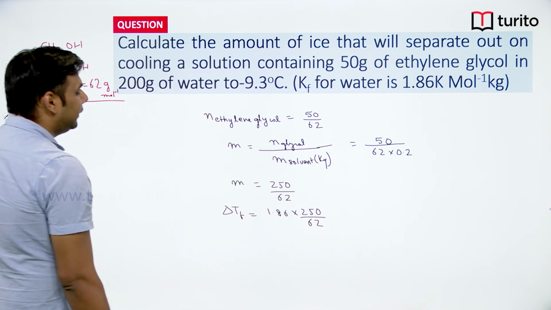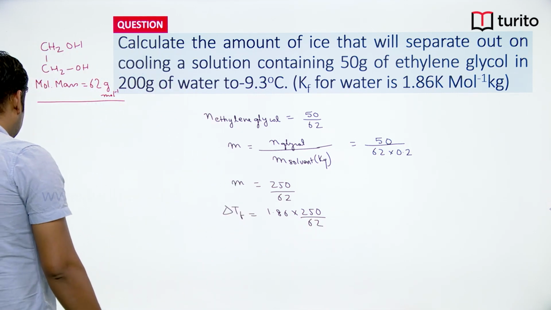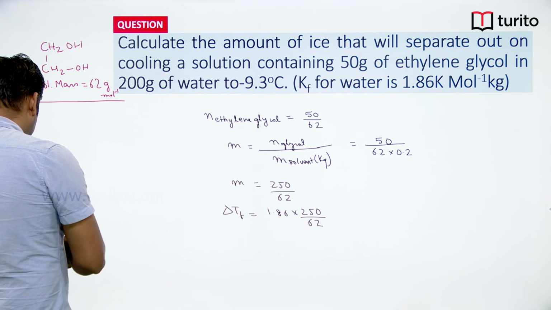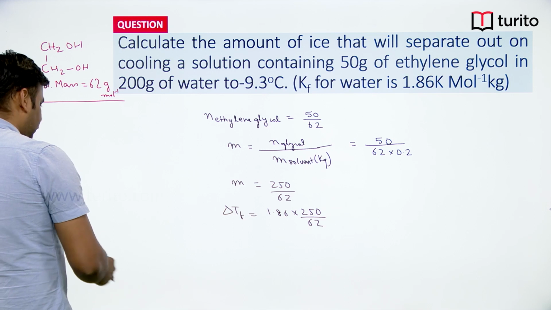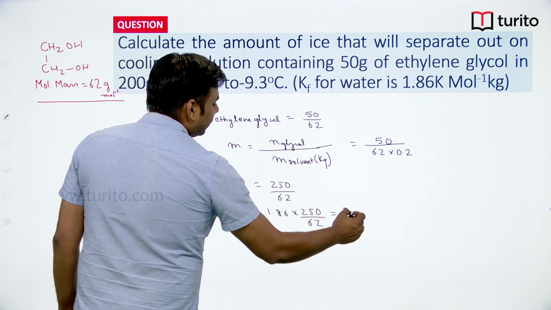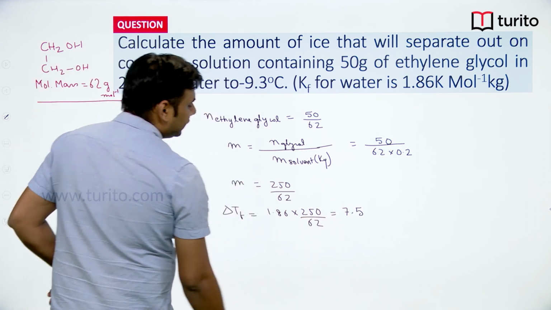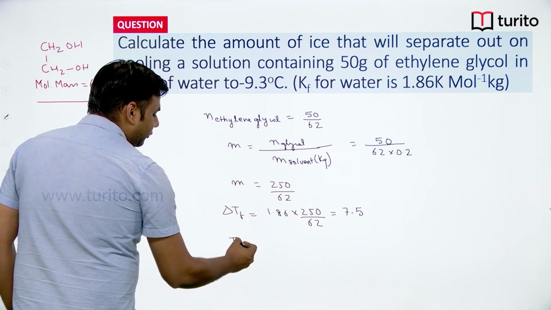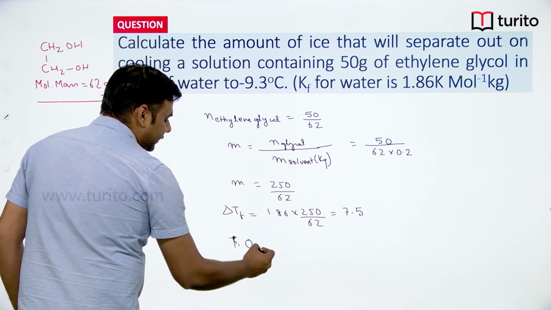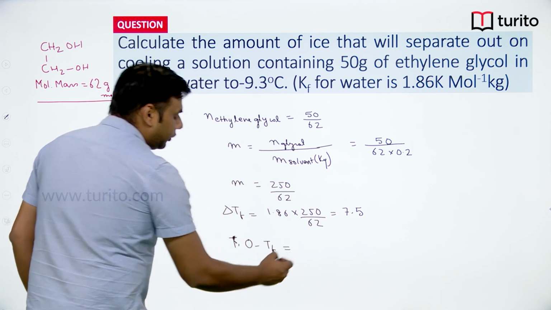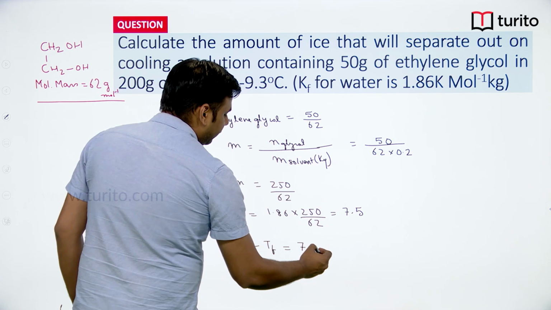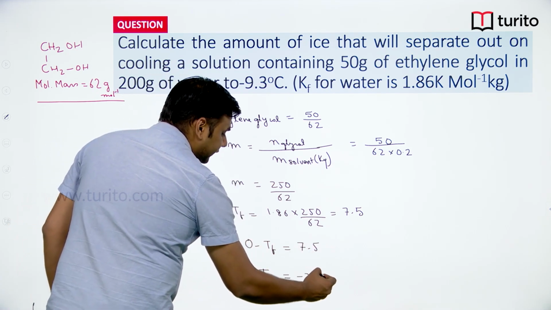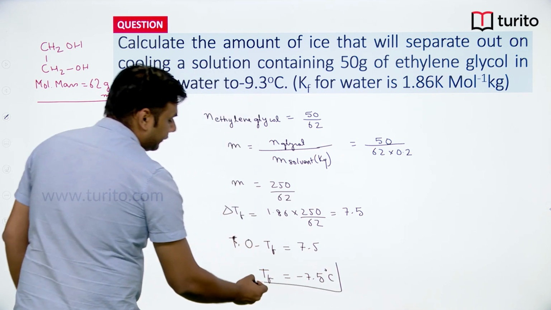Okay, now you have to calculate this data. So this is 7.5. You can see that the depression in freezing point is 7.5. That means the depression in freezing point is the freezing point of pure water, which is 0 degree Celsius, minus the freezing point of the solution. This is equal to 7.5. So the freezing point of the solution would be minus 7.5 degrees Celsius.